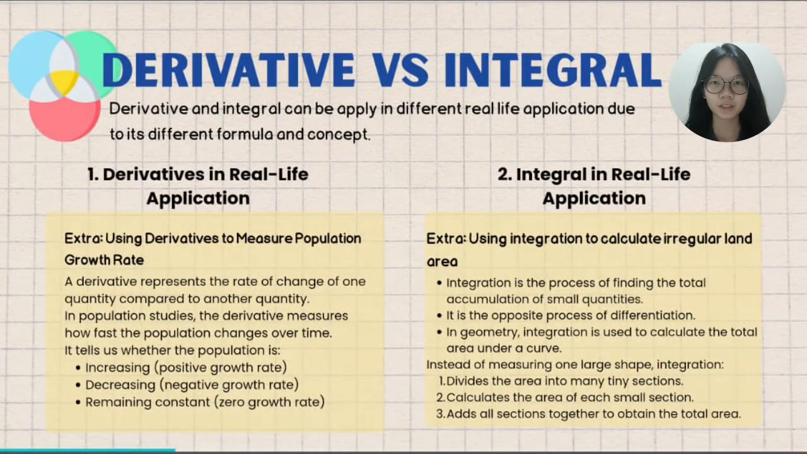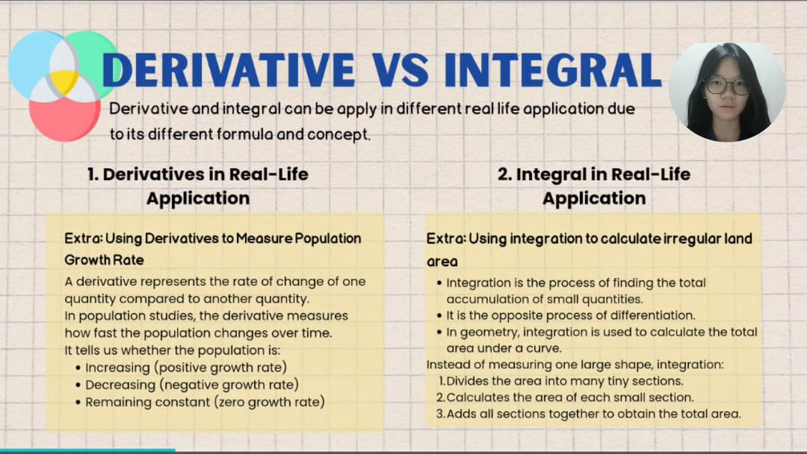For population study, the derivative is used to measure how fast the population changes as time passes. Instead of only knowing the total number of people in the city, we can use derivative to find out whether the population is growing or decreasing, and how quickly this change happens. If the derivative value is positive, it means the population is increasing, because more people are being added to the area through birth or migration.